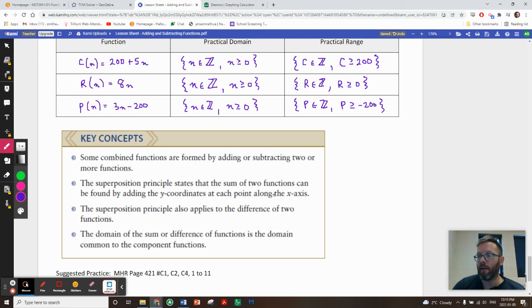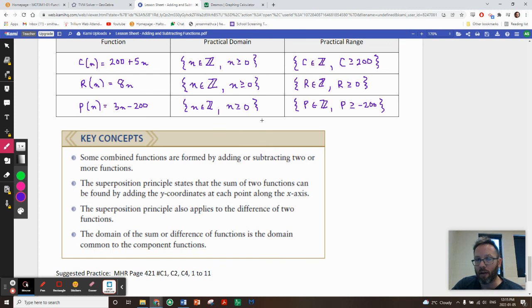So what have we done today? We started off our new unit on combining functions by looking at adding or subtracting two functions. You can do it with more, but today we dialed in on just two functions. We talked about the superposition principle, which states that you can get the sum of two functions by adding the y values at each point. So pretty straightforward. We did an example, and we also looked at the profit function, showing that we can apply the superposition principle to the difference of two functions too.